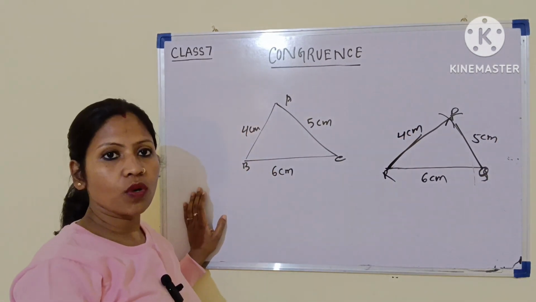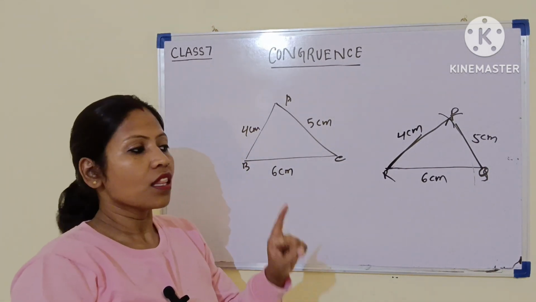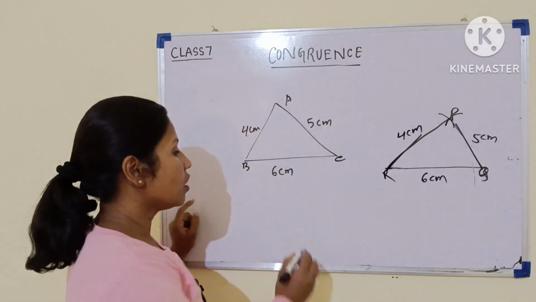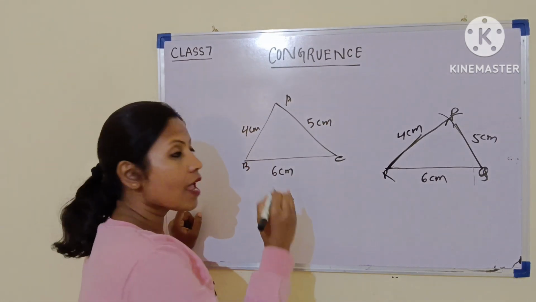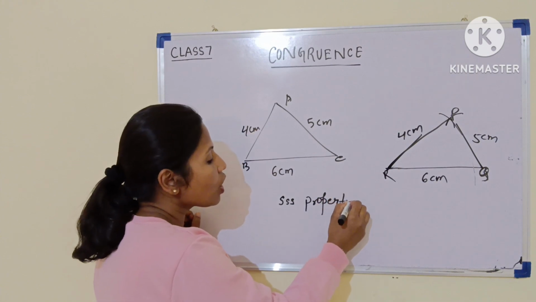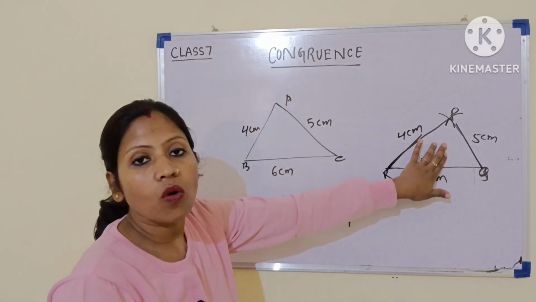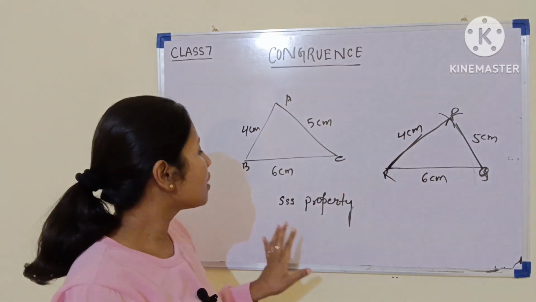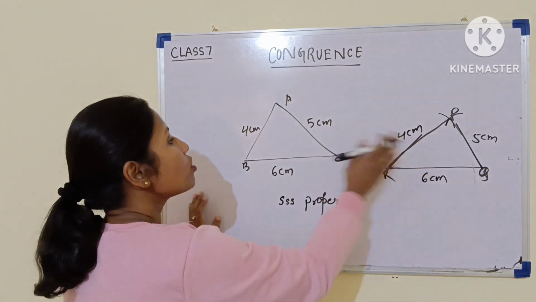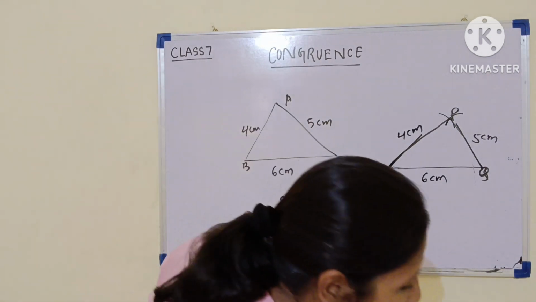So if anyone asks you to make two triangles congruent, then the first condition is they have to provide the length of all three sides. This is called the SSS property. Why? Because if all three sides of a triangle are the same as all three sides of another triangle, then they will be congruent and equal. If you superpose each other, they will be superposed completely. So this is called the SSS property.